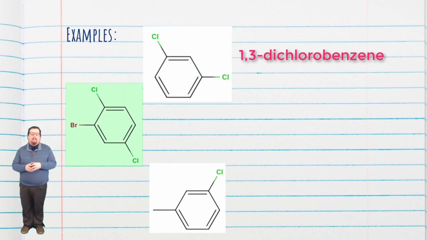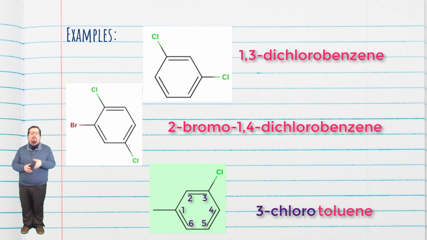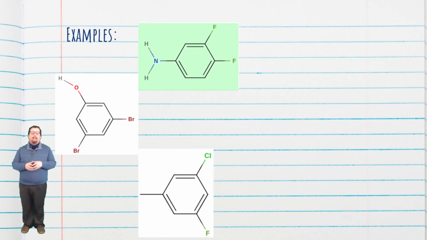I'd start numbering on the chlorine on the top left, and then work your way around counterclockwise. I'd call this 2-bromo-1,4-dichlorobenzene. How about the next one? There is a methyl group attached to this one, so our root name will be toluene, and we have to start counting where that methyl group is. So I would call this one 3-chlorotoluene. How about the next one?